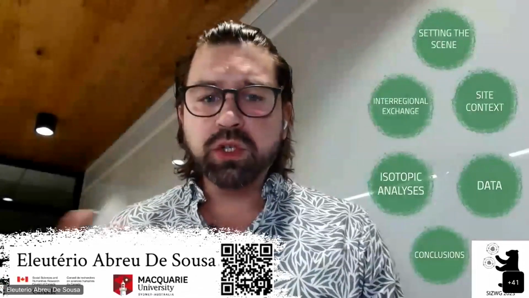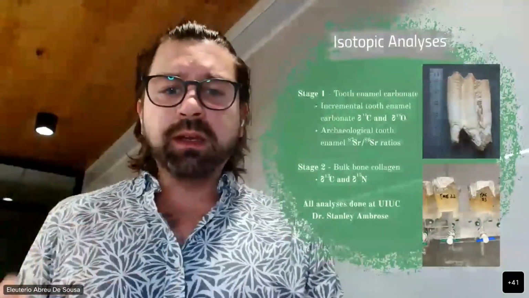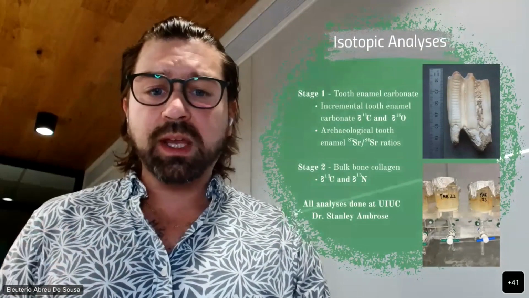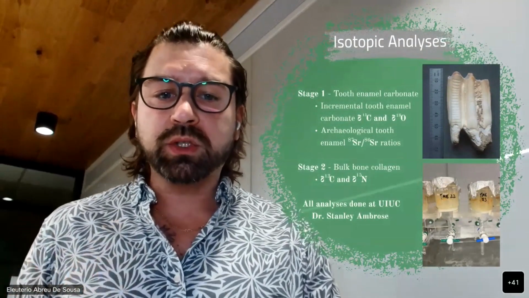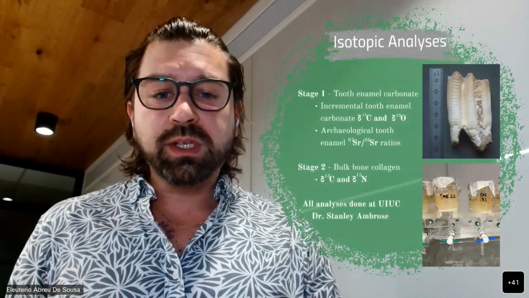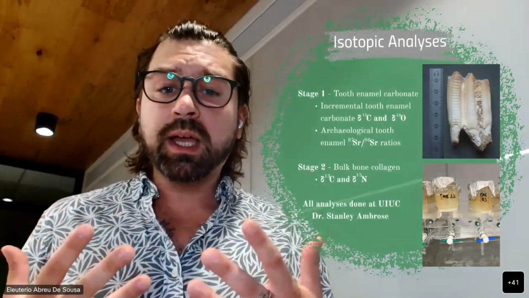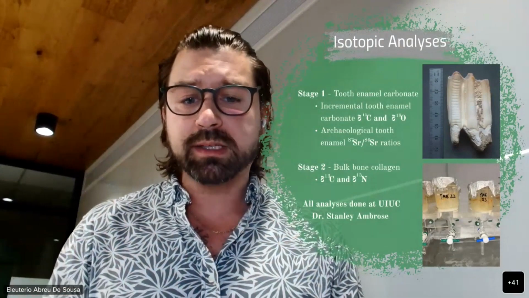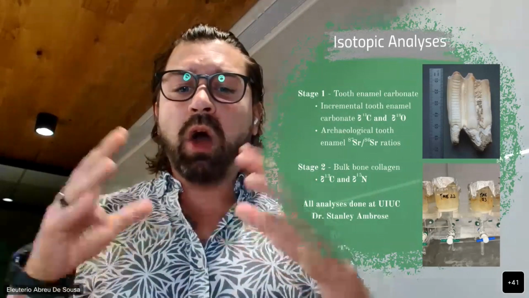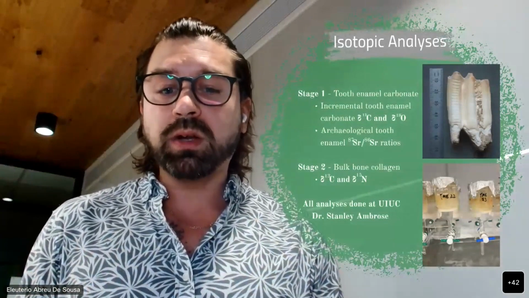Now, the next area that I do want to talk about is, of course, the isotopic analysis conducted at the site. So I conducted two stages of isotopic analysis. First stage was the incremental tooth enamel carbonate for the carbon and the oxygen values of the individuals, along with the strontium values of the individuals, to look at not just paleo diet, but look at mobility and animal herding management practices. The second stage was, of course, bulk collagen, where we have carbon and nitrogen, and all of the analysis were done at University of Illinois, Urbana-Champaign, graciously supported by Dr. Stanley Ambrose.